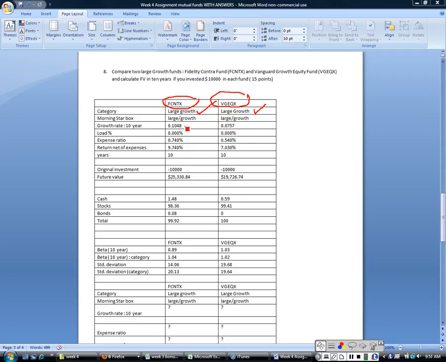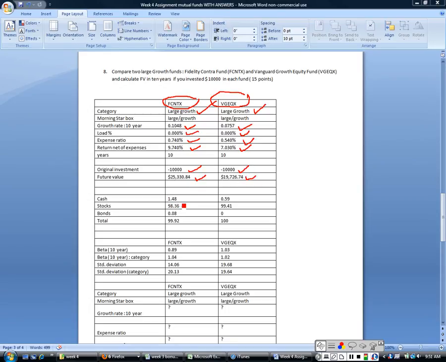This one, if you went through it, you found the growth rate was 10.48%. And again, this one we already know is 7.5%. Both of them have no load. This one has a slightly higher expense ratio compared to that one. But if I compare net of the expense ratio, this is still better. This is 9.74 versus 7. If I put in 10,000 for 10 years, we will get this number.